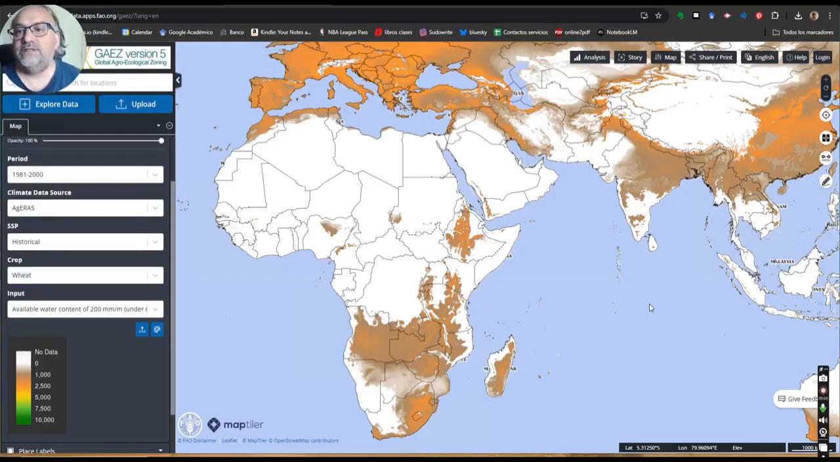So what I'm showing here is a platform named GAEZ, the Global Agro-Ecological Zoning. This is a platform created by the United Nations FAO, the Food and Agriculture Organization. This is really a mathematical model that was created to portray the agricultural potential of each place on Earth, considering the soil, the climate, the topography, and other variables.